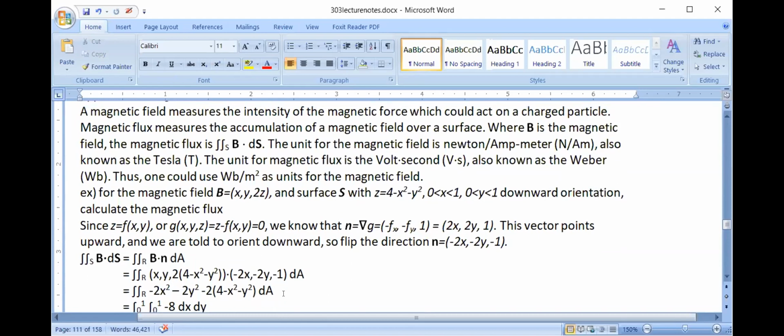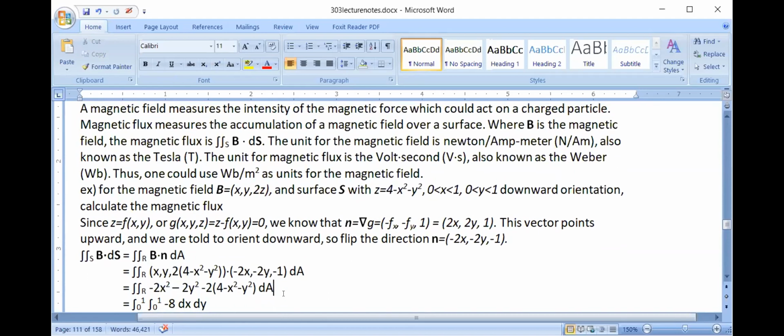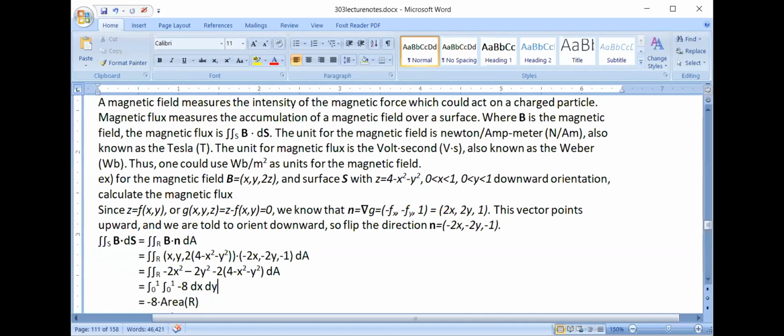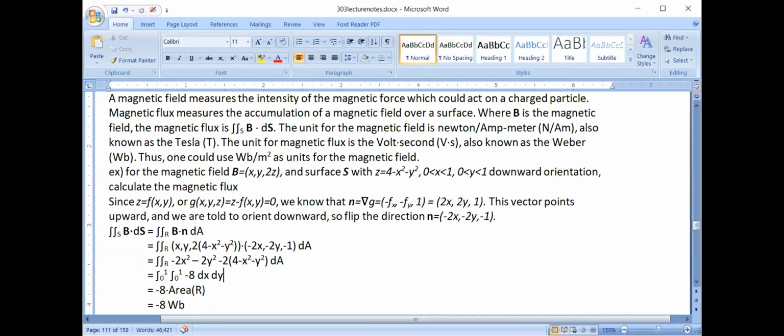So simplifying this, stuff cancels and you just wind up with negative 8. And now we can write dA as dx dy, and we know the boundaries: x goes from 0 to 1, y goes from 0 to 1. Once you set it up, it's actually a very easy integral to do. We just think of it as negative 8 times the area, and the area is just 1. So the answer is negative 8. So negative 8 Webers.